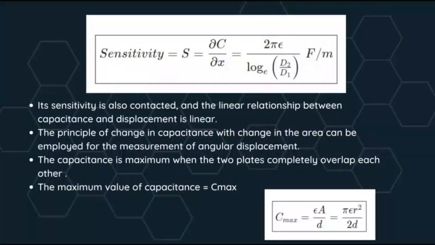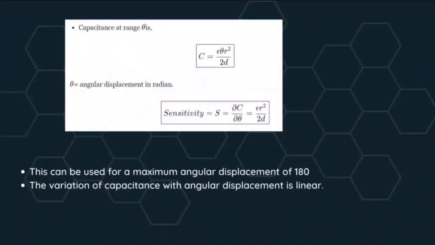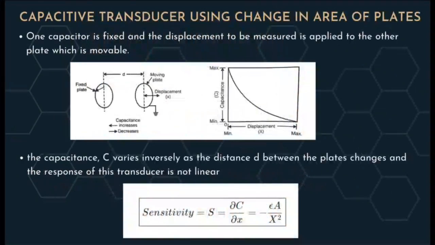The principle of change in capacitance with change in the area can be employed for the measurement of angular displacement. The capacitance is maximum when the two plates completely overlap each other. The maximum value of capacitance is equal to C max. This can be used for a maximum angular displacement of 180 degrees, and the variation of the capacitance with the angular displacement is linear. Capacitive transducer using change in distance between plates.